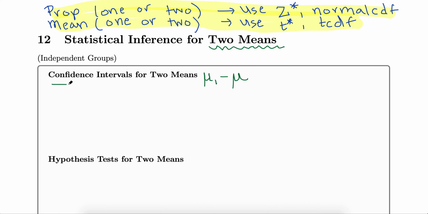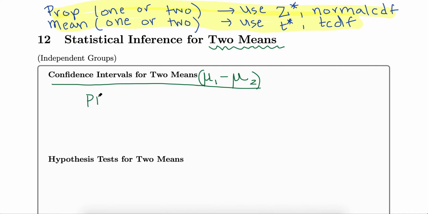So our confidence intervals, we'll start there, are going to be for this specific quantity, mean of group 1 minus mean of group 2. And similar to proportions, it tells us the same idea. If the difference is 0, that means the two groups have the same average. If the difference is positive, then group 1 is larger. If the difference is negative, then group 2 is larger. So let's look at the details.